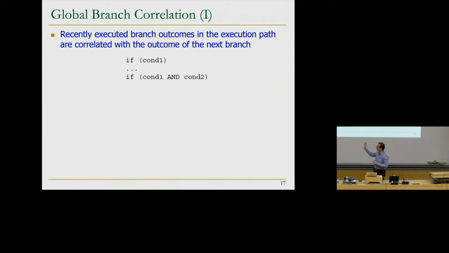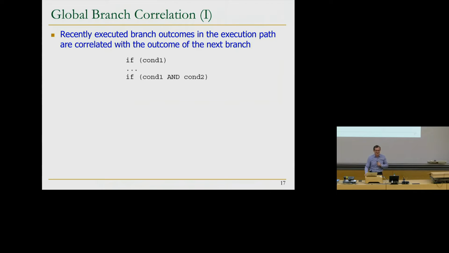So this is one example code. You don't need to know anything else about the code to guess that these 2 branches are correlated. Why? Because the first branch is testing condition 1 and branching based solely on that, and the second branch is testing condition 1 and condition 2 and branching based on that. Now, if you know the outcome of the first branch is taken, what can you guess? The next branch is also taken, right?